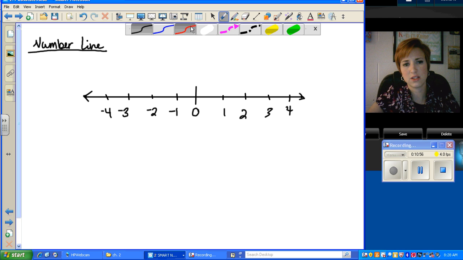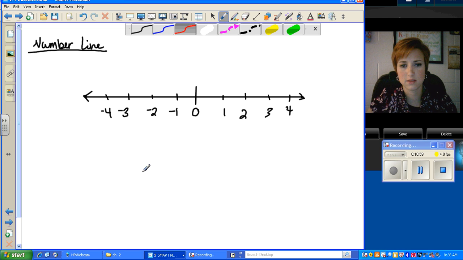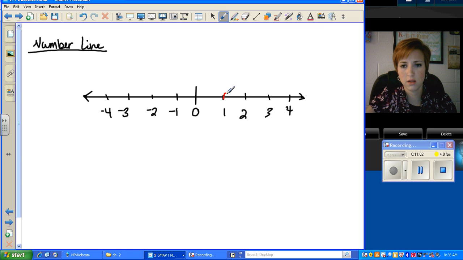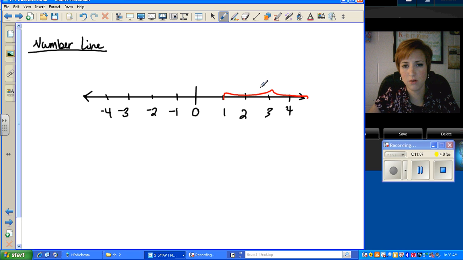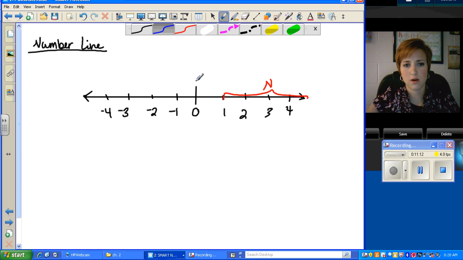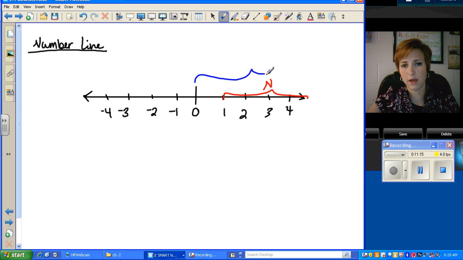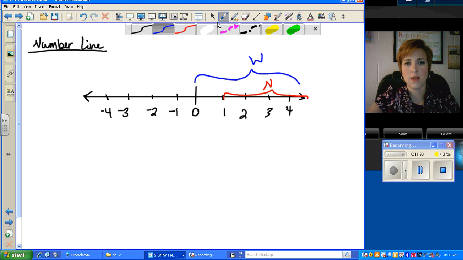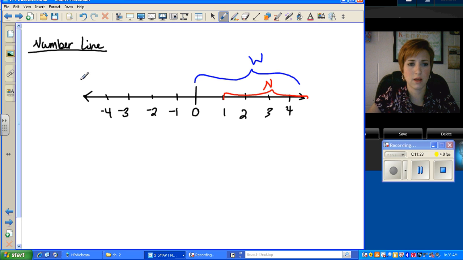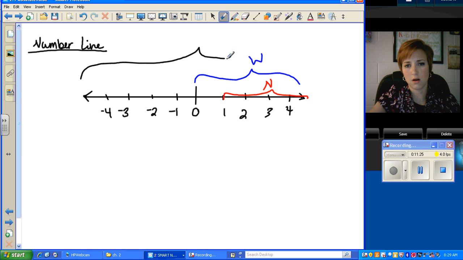This is just another way to show our number subsets. From 1 to the positive side, all the way to the arrow, that's our natural numbers. From 0 all the way out beyond the arrow is our whole numbers, because it includes 0. Then all the numbers that are labeled on our number line are our integers, the letter Z. So it's a different way to show you the subsets.